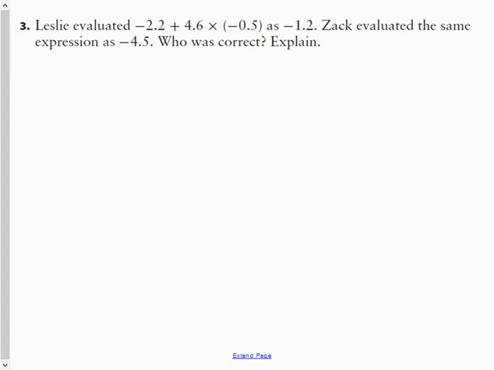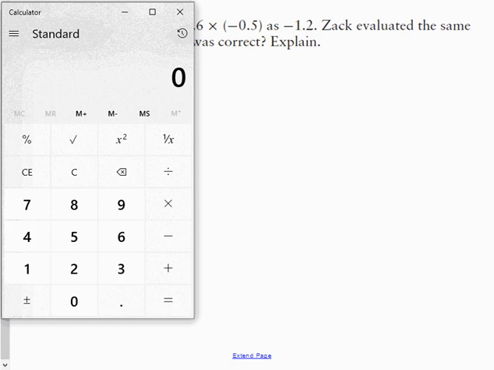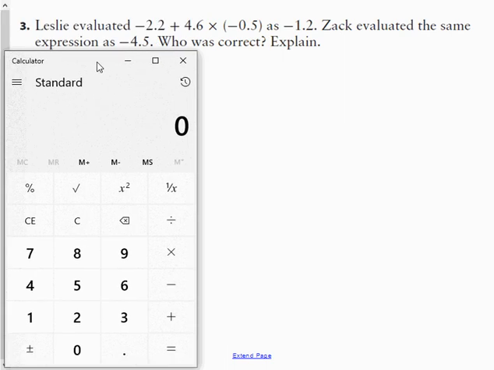In the third question, Leslie evaluated these two questions. Do we have this as part of it? Yeah. Zach evaluated the same expression as negative 4.5. Who was correct, and explain? So here I'm going to take my calculator right here, and I'm going to put it into the calculator to see if it does the answer without using BEDMAS.